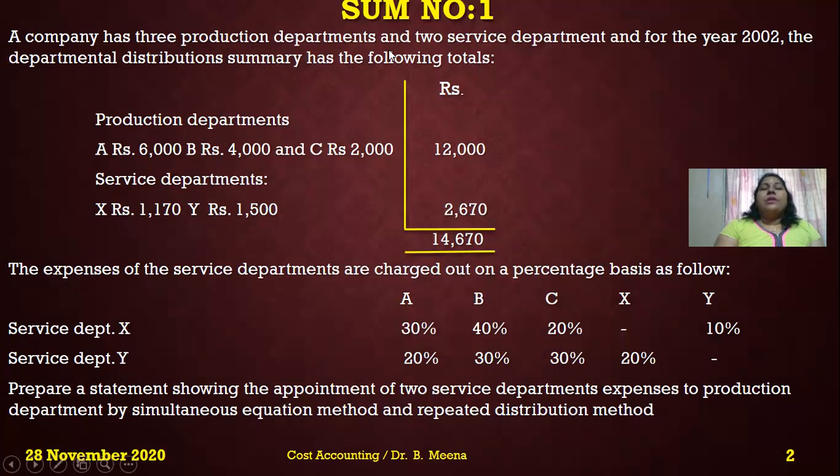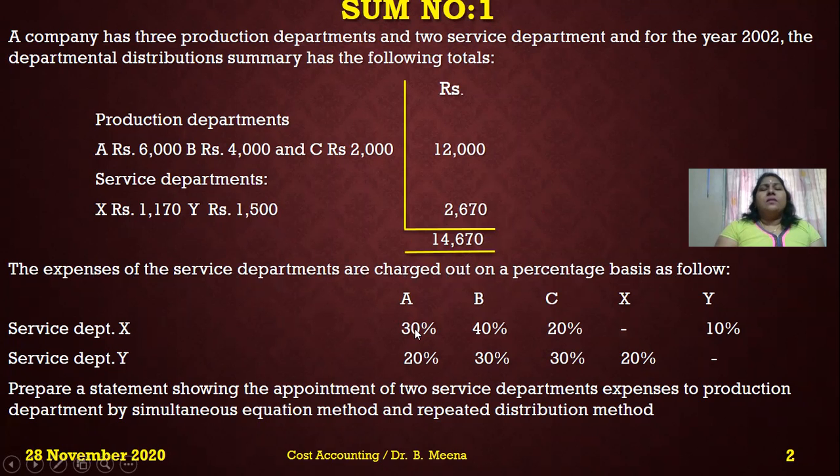A company has 3 production departments and 2 service departments for the year 2002. The department distribution summary has the following totals. Production departments: A 6,000, B 4,000, C 2,000, the total is 12,000. Service departments are X 1,170 and Y 1,500, the total is 2,670. The expenses of service departments are charged out on a percentage basis as follows.